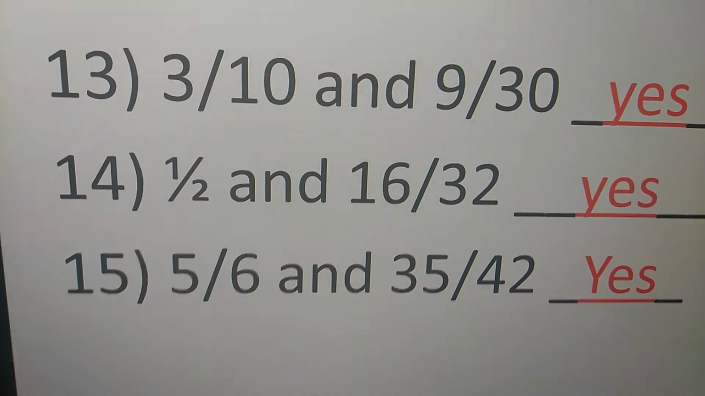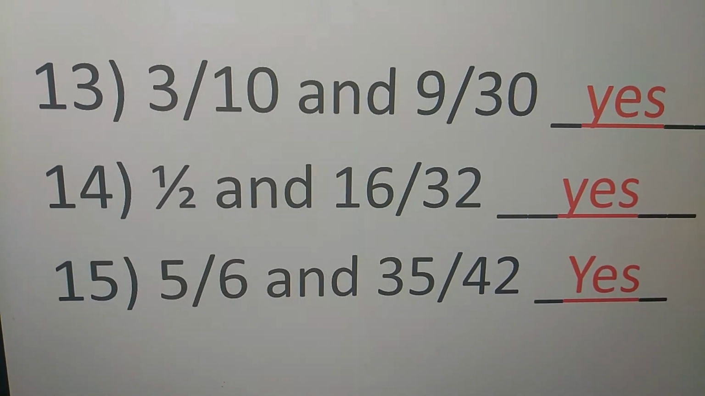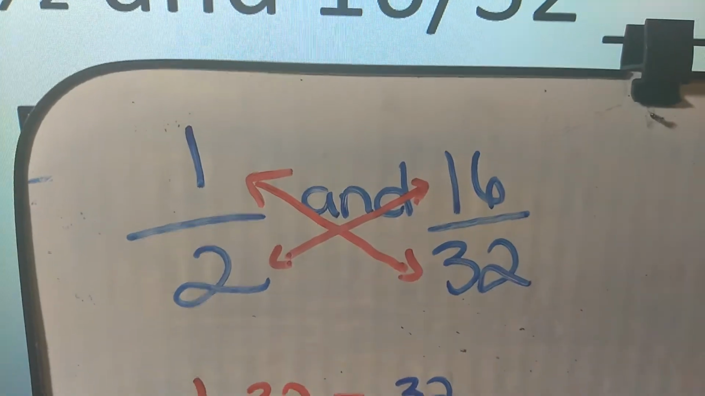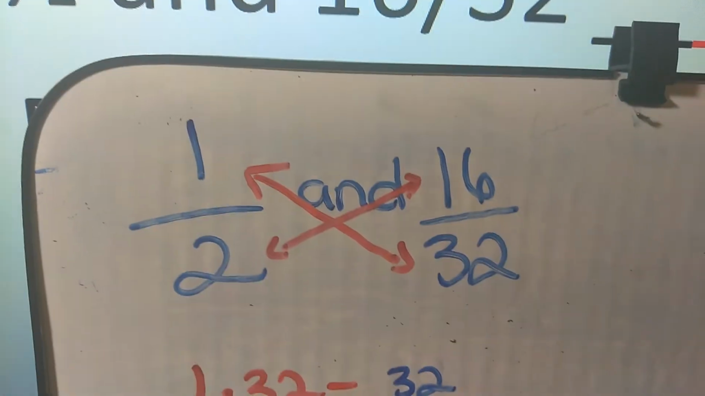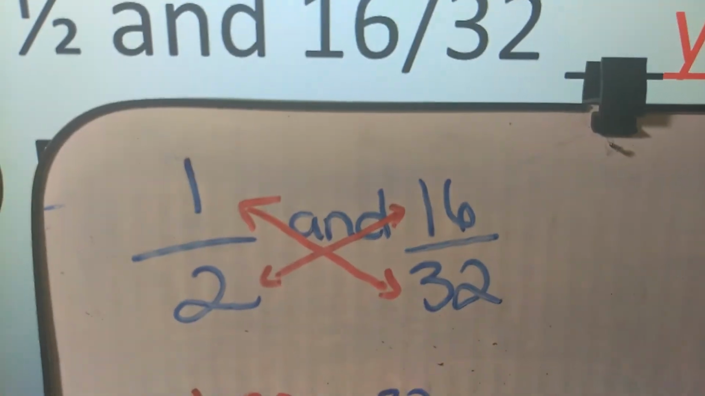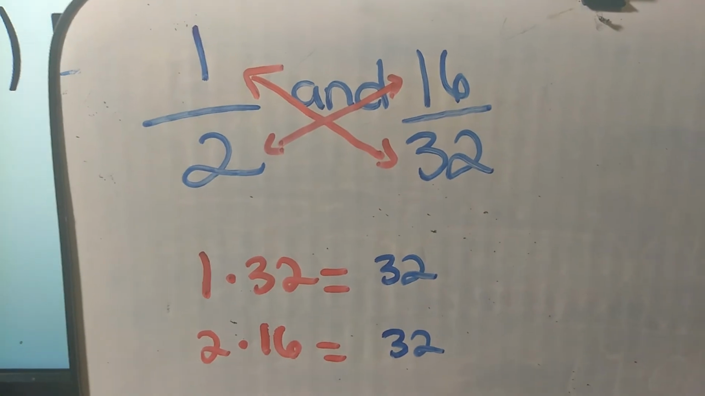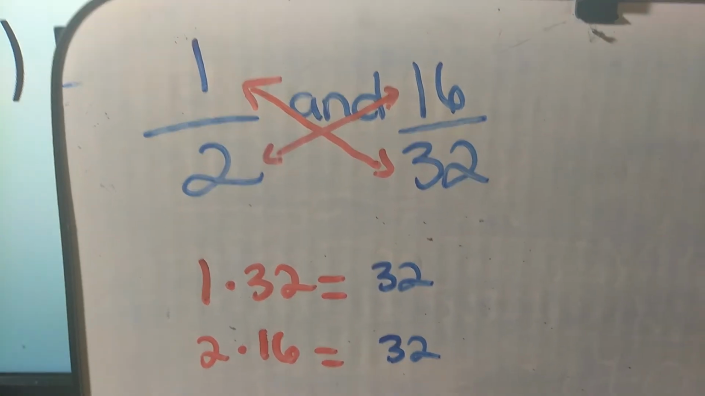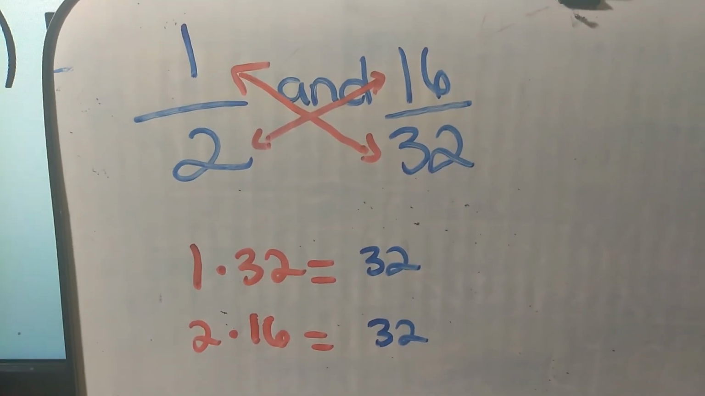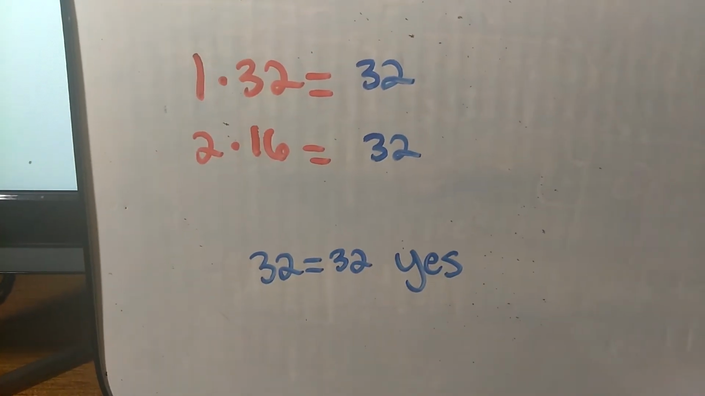Okay, our next one is number 14, and we have 1/2 and 16 over 32. Let's work that one out and see if it's true. So we have 1 over 2 and 16 over 32. We cross multiply, and so now we have 1 times 32 and 2 times 16, and they both equal 32. So 32 equals 32, and that'll be yes.